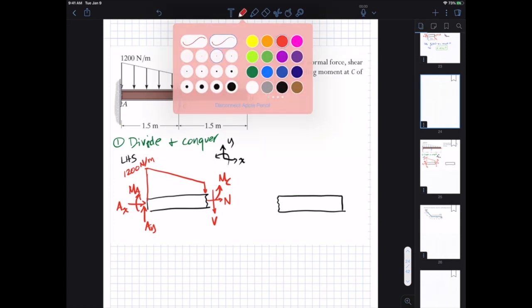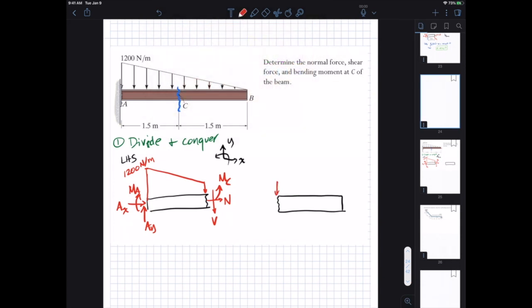On this side, we have whatever's left of that distributed load that goes down to 0. So because it's even, we know that this is just going to be a triangle, right? 1200 newtons per meter here on the left, 0, right? So halfway in between, this must be 600 newtons per meter. Right? This is just a line. So we know this is 600 newtons per meter. And now we have our internal forces. Normal tensile, shear up for the right-hand side, and then a moment concave at C.